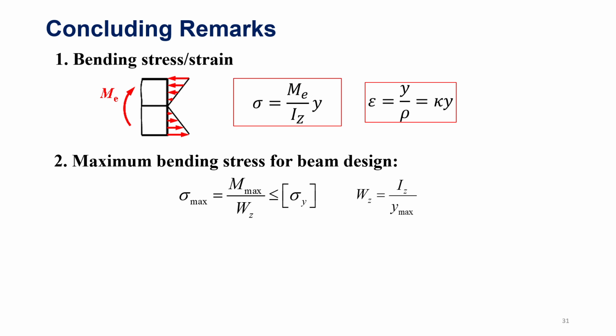The second point is how to prevent the beam from failure caused by bending. The design criterion is to make sure that the maximum bending stress is less than or equal to the allowable stress. Here again, the definition of the sectional modulus Wz equals Iz, the moment of inertia, over y max, which is the maximum distance from the top surface or the bottom surface to the neutral surface.